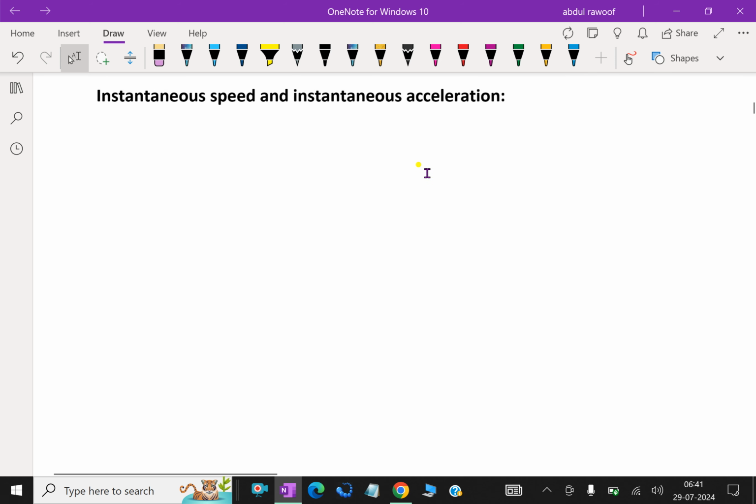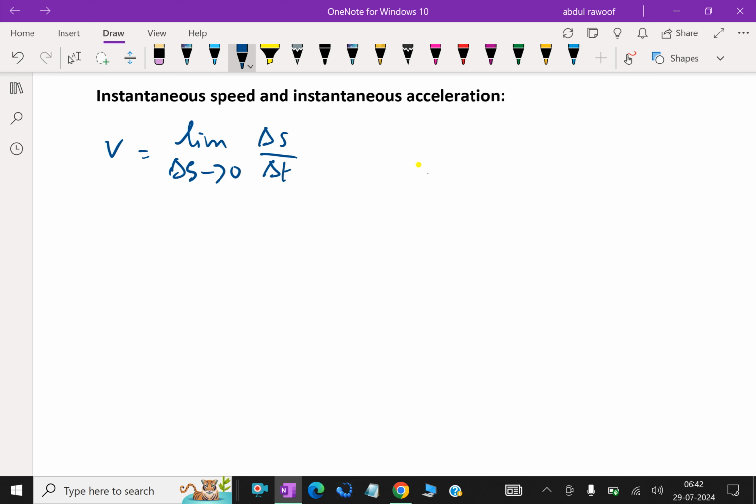Next one, instantaneous speed and instantaneous acceleration. What is instantaneous? It means sudden. V instantaneous speed equals limit delta t tends to 0 of delta S by delta t, which is equal to ds by dt.